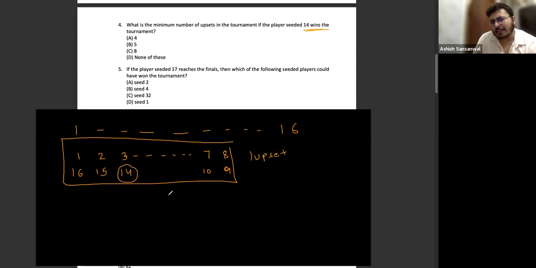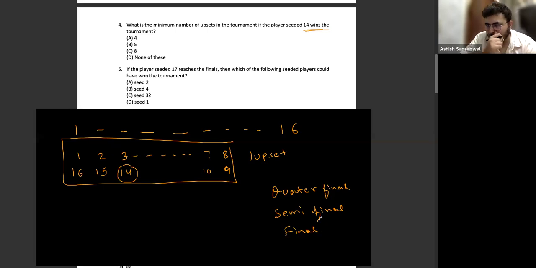Can you say in the next round too there should be an upset? Like this is the round of 16. Then even in the quarterfinal, there will be an upset. Then in the semi-final, there must be another upset. Then also in the final. Only then seeded number 14 can win.